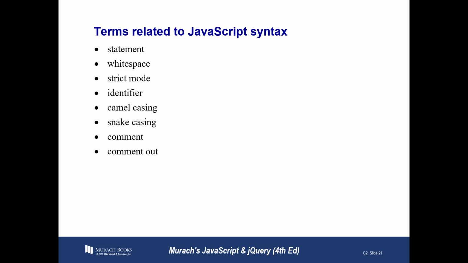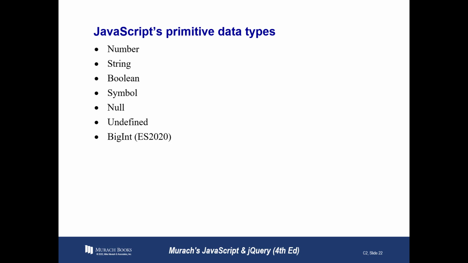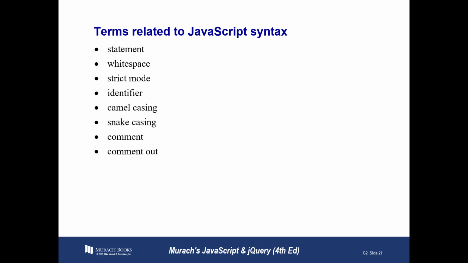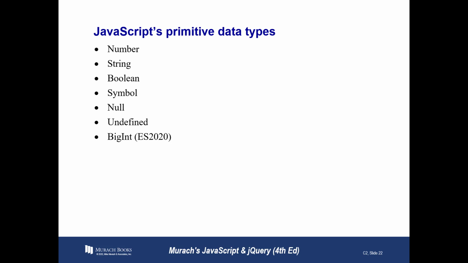All right, different things related to JavaScript syntax. Let's go over some of these. A statement basically is something that should end with a semicolon. White space is the enter key, the tab key, the space bar, etc. Strict mode we've already talked about. It makes sure that JavaScript does things more the right way. Identifier we talked about, that's something you create. We went over camel casing and snake casing, and we talked about comments. All right.